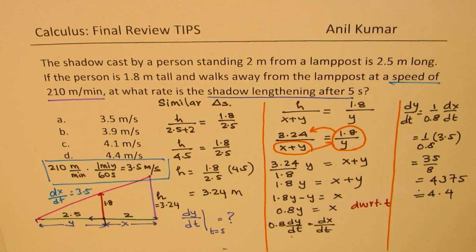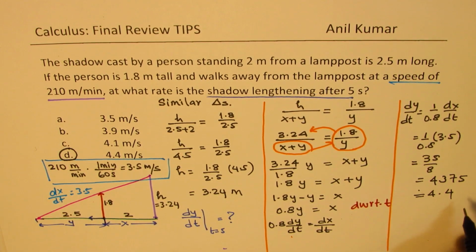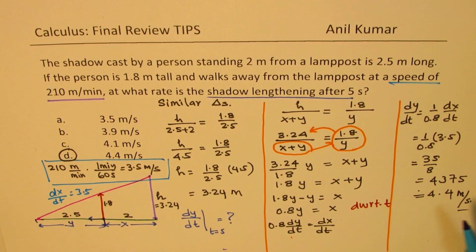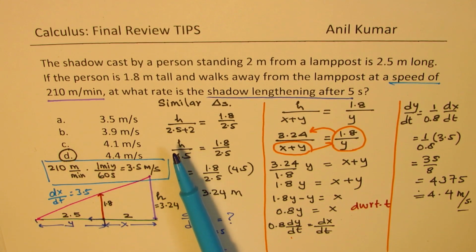Perfect. So we get option D as the right option in meters per second. Is that clear to you? So that is how we can actually solve this. Interesting part is that this length of shadow is really not dependent on the time. It is a constant rate at which it is changing. So such questions should be solved with the help of similar ratios. So I hope this is perfectly fine.